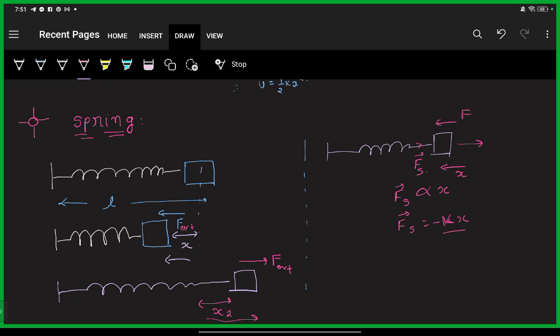So whatever work we are doing on this spring gets stored in it as potential energy. When you release this external force, this spring will attain its original position, right? Basically it moves back and forth. So this potential energy gets transformed into kinetic energy again. Are you getting my point? Very good. So that is how a spring works.